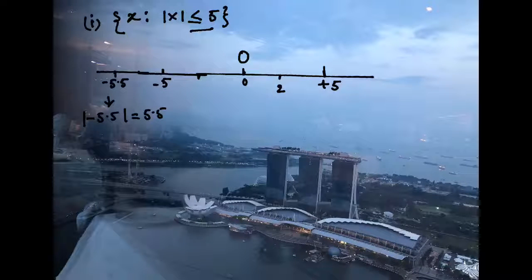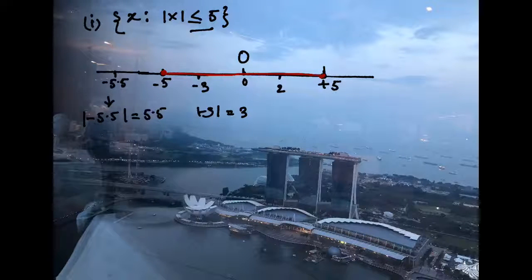But if we take a point over here, say it is minus 3, then modulus of minus 3 will always give a positive 3, and yes, that is less than 5. So it means we have a subset that lies from minus 5 to plus 5.